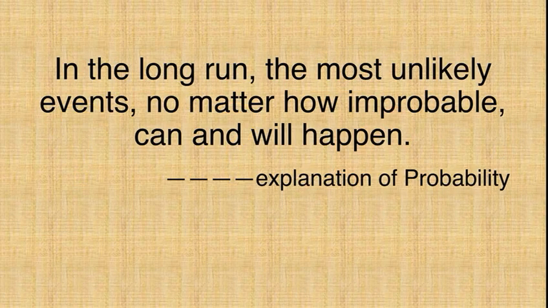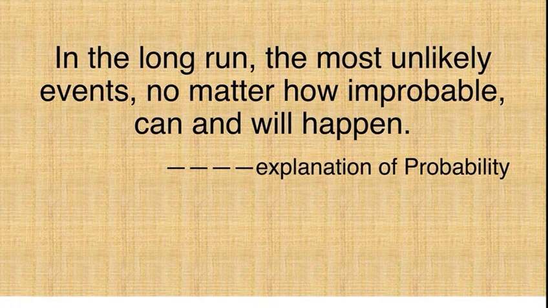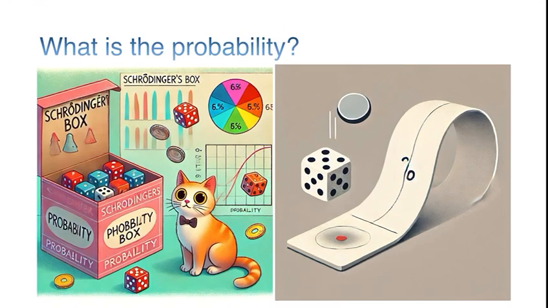Simply, it is, in the long run, the most unlikely events, no matter how improbable, can and will happen. Probability is a branch of mathematics and statistics concerning events and numerical descriptions of how likely they are to occur. The probability of an event is a number between 0 and 1. The larger the probability, the more likely an event is to occur.